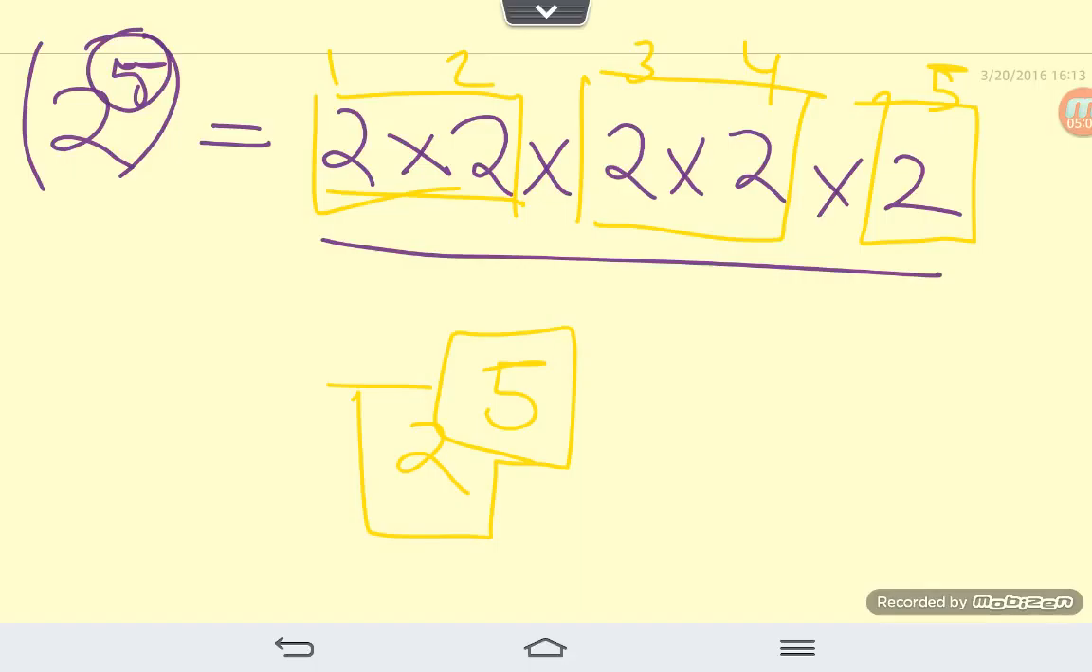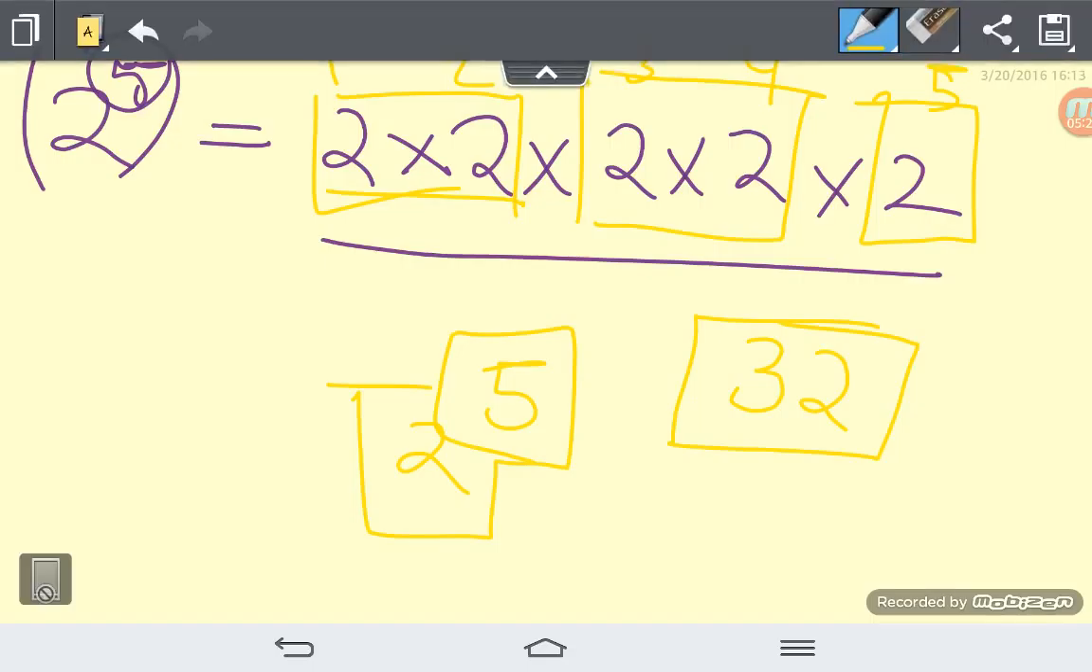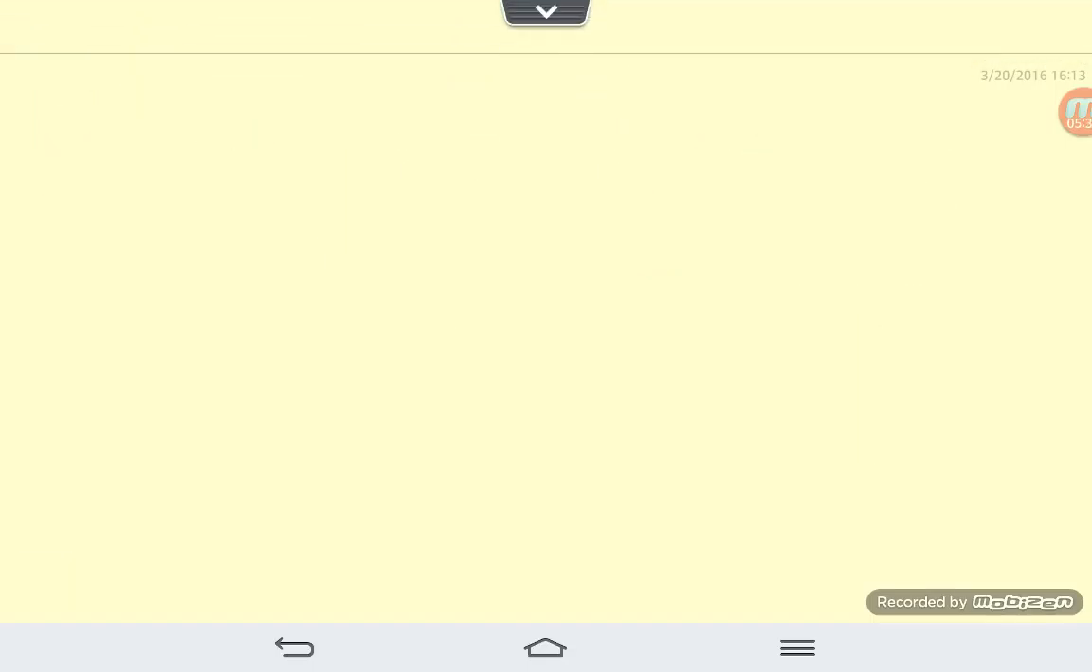Now let's check the result. What is 2 times 2? 4. What is 4 times 2? 8. What's 8 times 2? 16. What is 16 times 2? 32. So 32 is the result. Now we can express it as 2 to the power 5, nothing but 2 multiplied by itself 5 times is equal to 32.